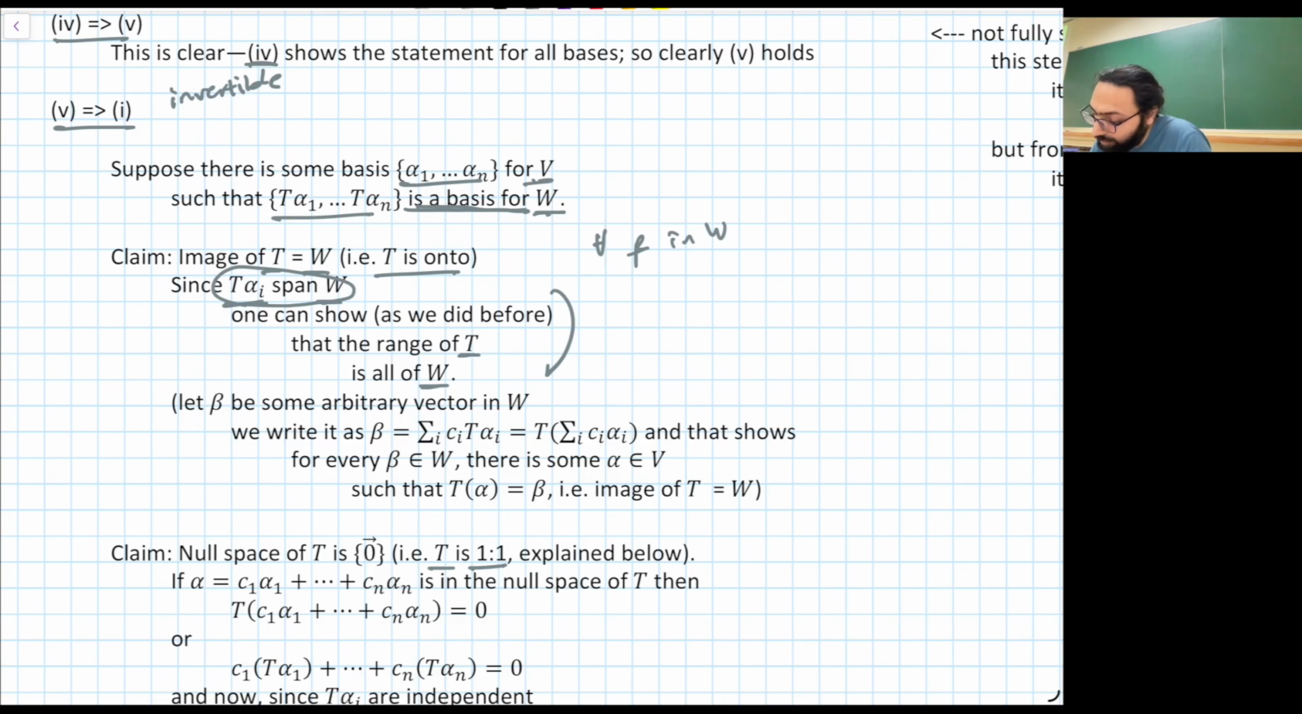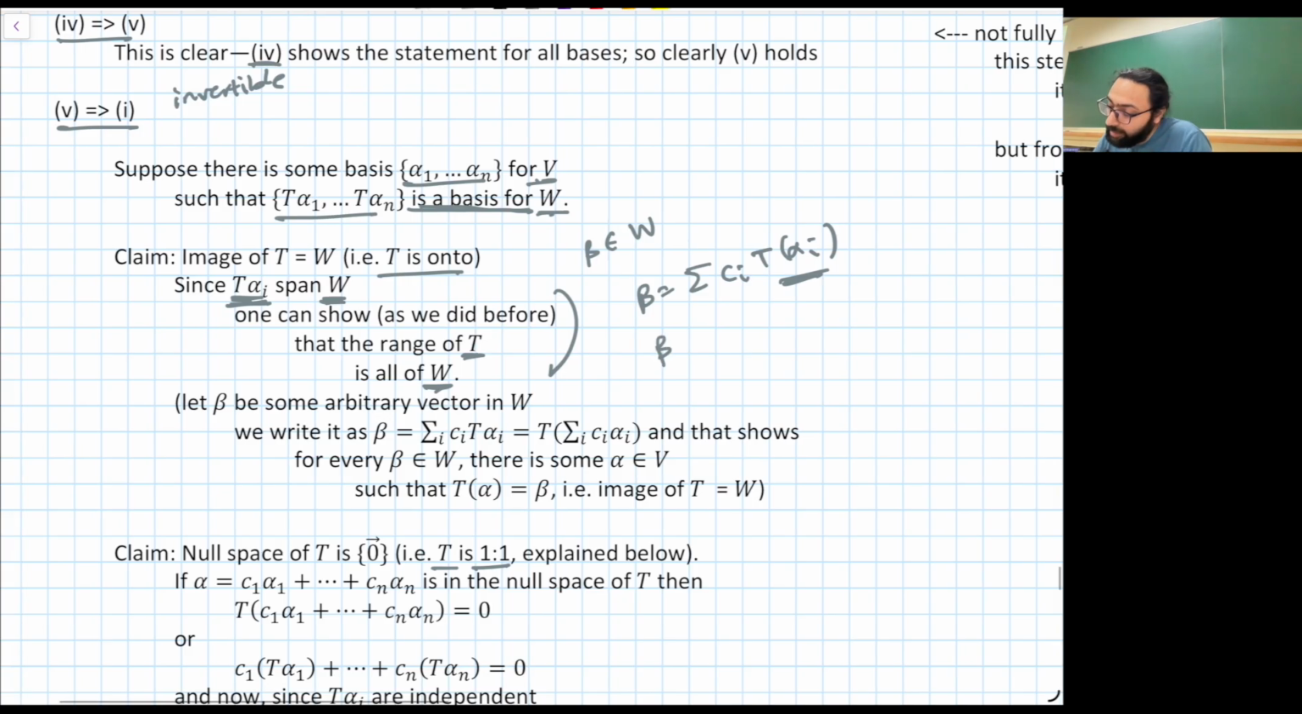Since T alpha i spans the space W, the range of T is all of W. To show that something is in the image of T, suppose beta belongs to W. Then we can write beta as a linear combination of c_i T alpha i, because this is a basis for the space W. Write this as T acting on the sum over i of c_i alpha i, and this object itself belongs to V. So that implies beta is in the image of T, which is what we wanted to argue. Is that okay? Is it clear?